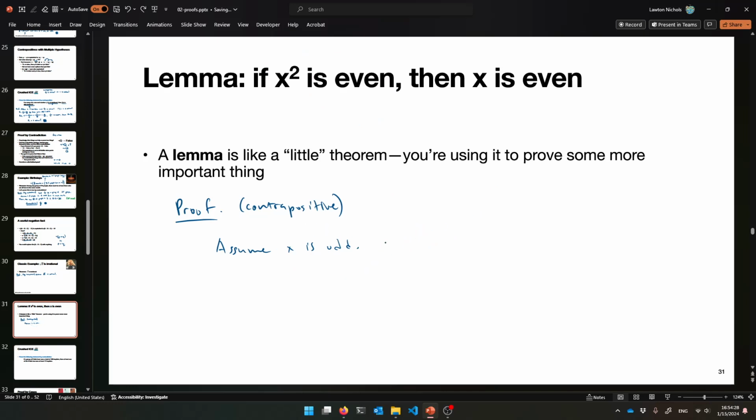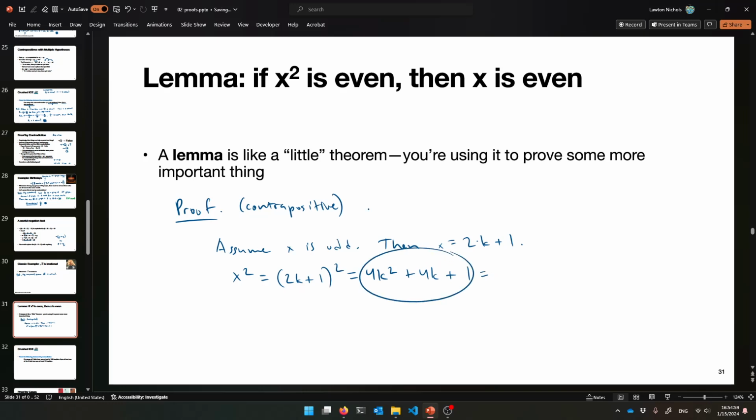Then x is equal to, well, 2 times k plus 1 for some k that's an integer. And now let's square it, right? So x squared is, well, that squared then. x squared is equal to (2k plus 1) squared, which is going to get disgusting, but we'll power through it. That's equal to 4k squared, right, plus 4k plus 1, all right, which is disgusting.